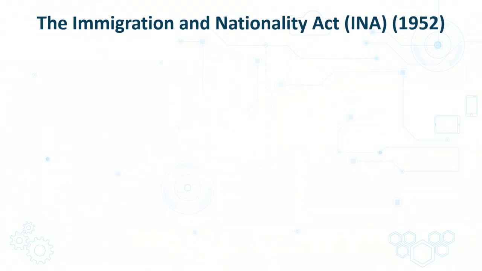The Immigration and Nationality Act, INA, of 1952 is the first law that pulled together all the issues associated with immigration and is considered the foundation on which all following immigration laws have been built.